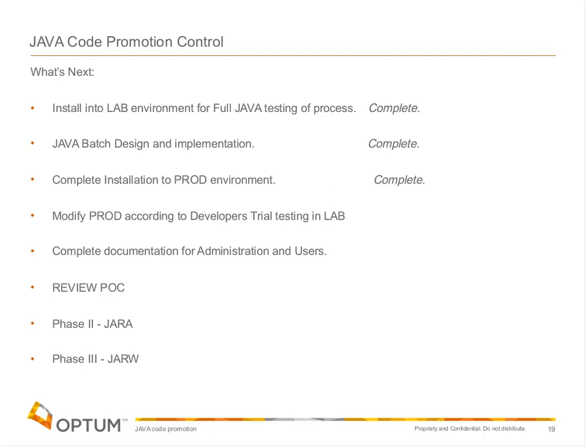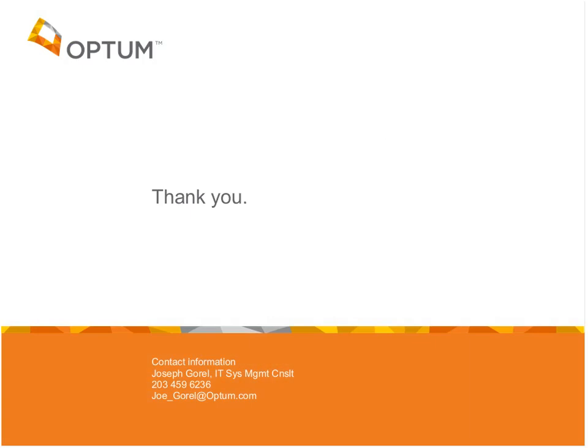Once they get done with their testing and any modifications that need to be done, which we have found a few, we need to retrofit that back into production, and then complete documentation for administrators and users. We review the proof of concept, making sure that everything is there as we required. And then, as I mentioned before, with a JAR asterisk, there is a JAR-A and a JAR-W, which is a phase 2 and a phase 3 that's coming. We don't know when that's to start or how long that will take, but we're just making provisions for it. So I believe that is it. Any questions?